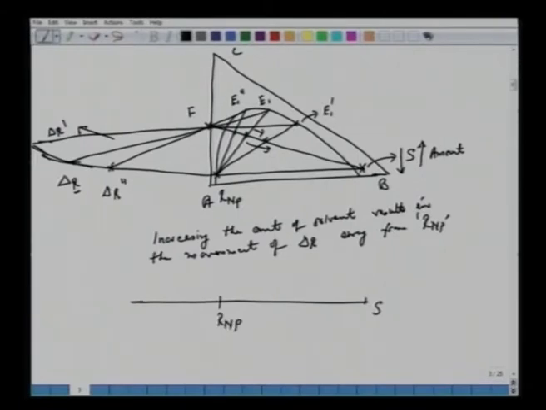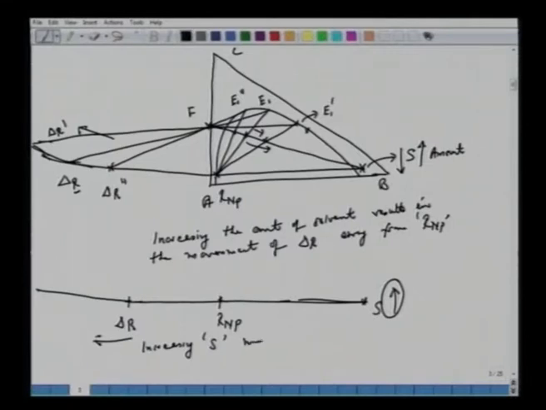So we also make a note that increasing the amount of solvent may result in the line E dash del R, the line which connects extract and del R, being parallel to line del R and S.